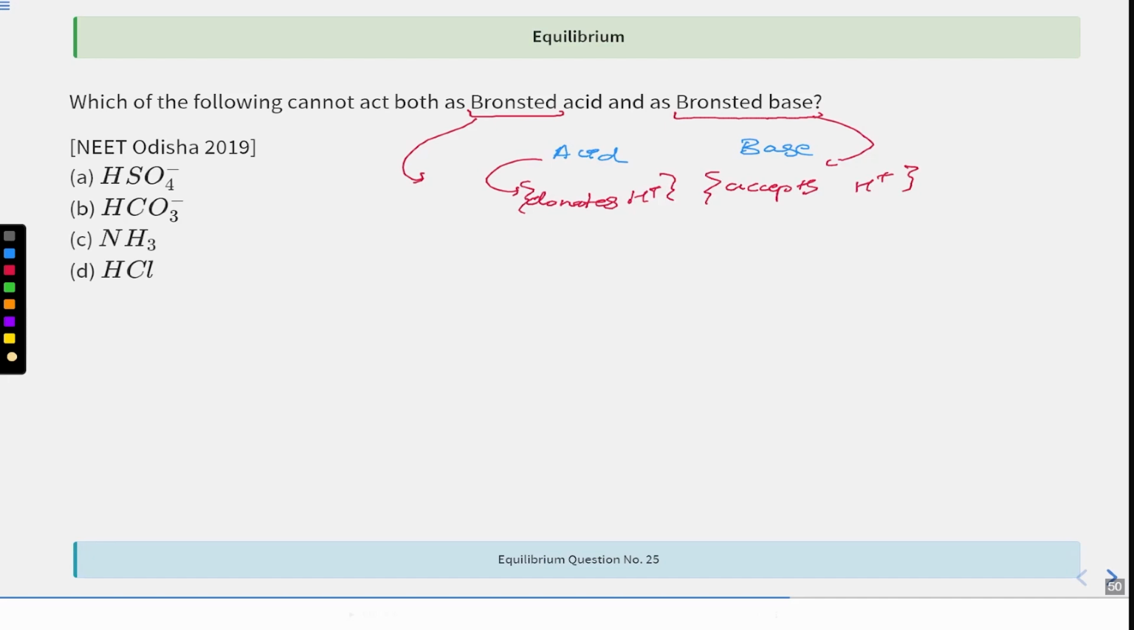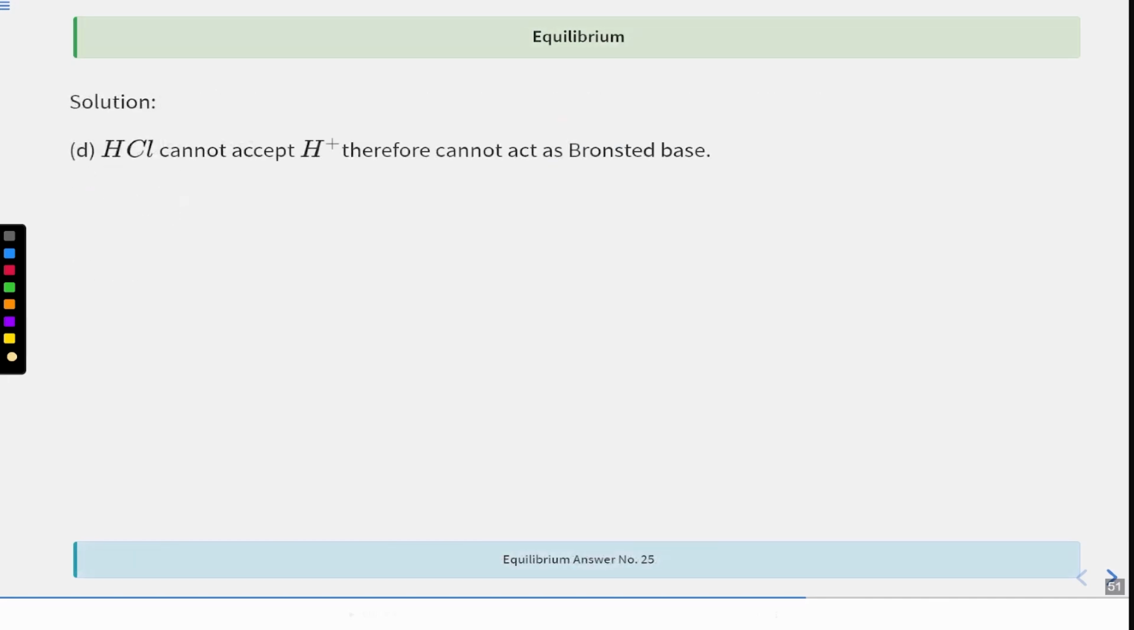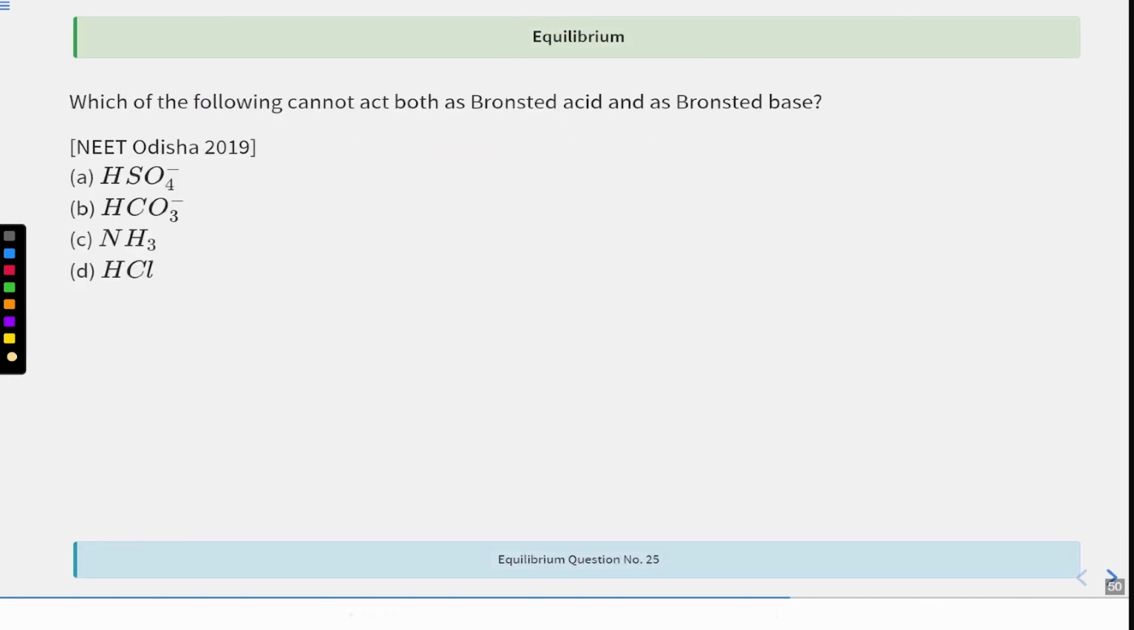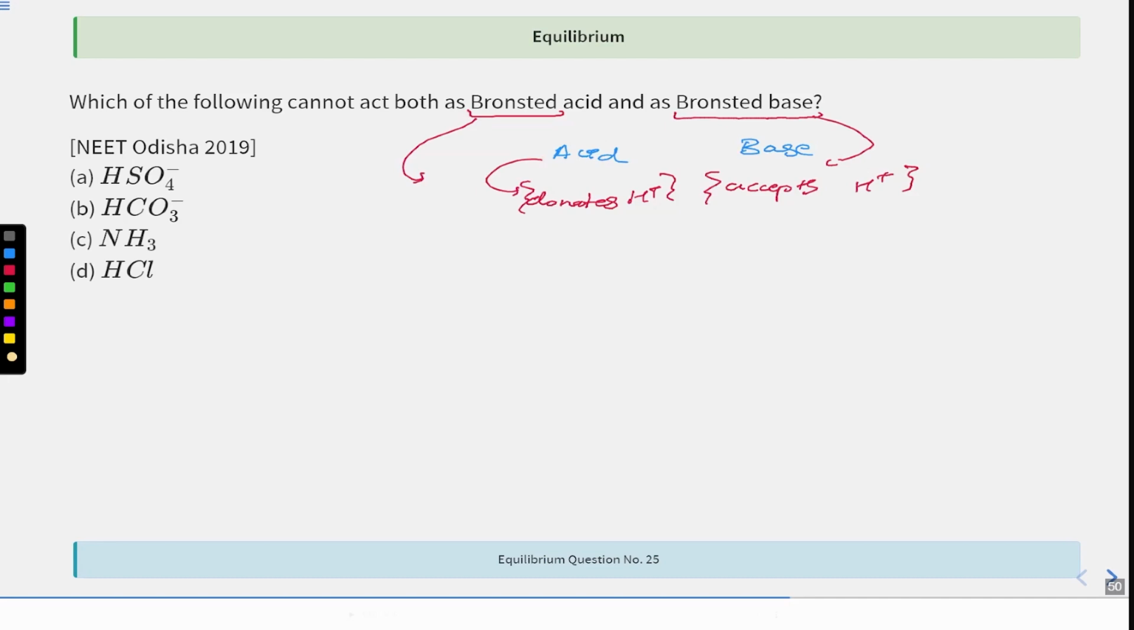Okay. So we have our Bronsted acid which donates the H plus, and we have our Bronsted base which accepts the H plus. This is our entire concept of Bronsted acid and Bronsted base. Now you have four options. You have to see what donates H plus, or what accepts H plus.